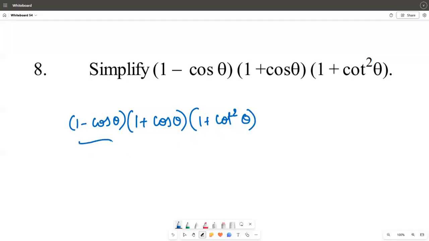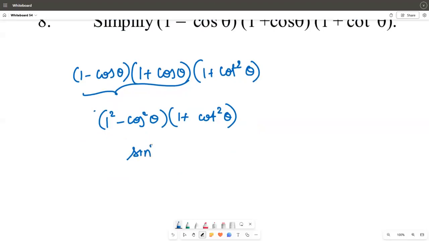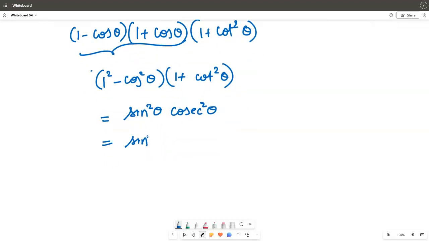First, we have (a plus b)(a minus b), which is a square minus b square. So this would be 1 square minus cos square theta, and this is times 1 plus cot square theta. And yes, 1 minus cos square theta is equal to sin square theta, and 1 plus cot square theta is equal to cosecant square theta. We know that sin and cosecant are reciprocals of each other, and if I substitute, this would be sin square theta times 1 by sin square theta. The numerator and denominator will get cancelled, and the answer we get is 1.